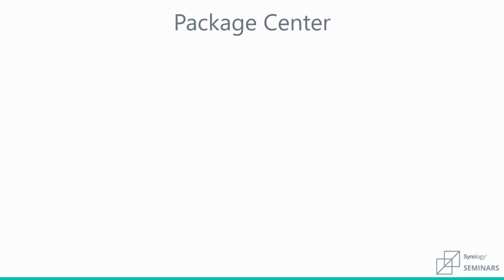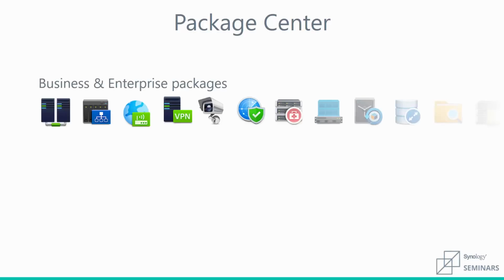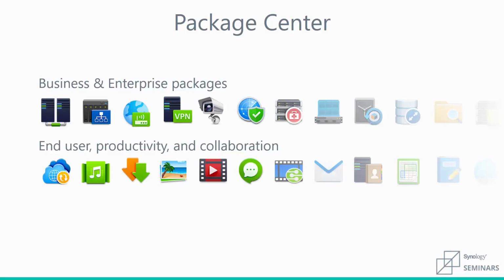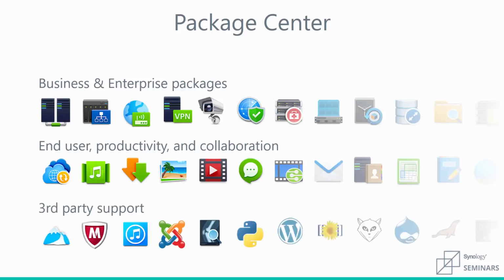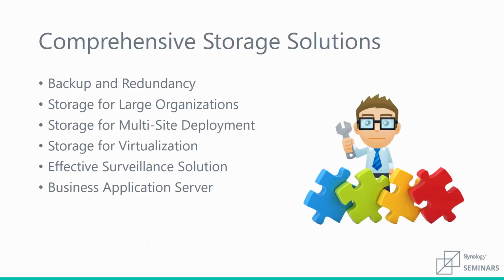We have many different business and enterprise packages available, ranging from high availability to centralized management to VPN server to hyper backup. The list goes on and on. We also offer many different end user productivity and collaboration tools, ranging from Video Station to Audio Station to Synology Chat to Synology Calendar. And we also offer third-party packages. Now these packages have been developed for our platform by their respective development teams and range anywhere from Amazon Glacier to McAfee Antivirus to WordPress to Elephant Drive.